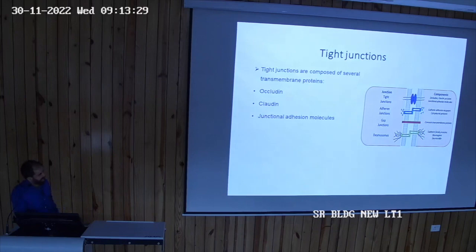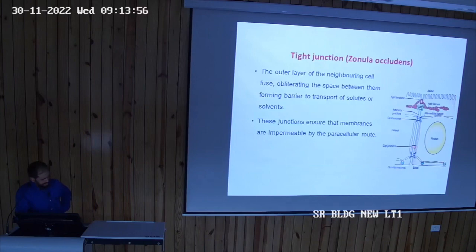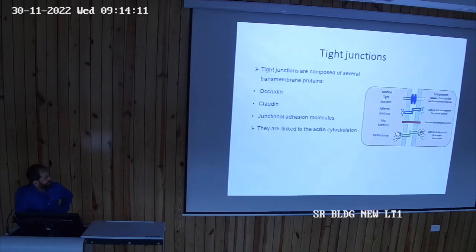You can see these are the proteins which are found: occludin, then claudin, then junctional adhesion complex. You can see in the structure they are linked to the actin cytofilament. These are connected with actin filaments in both cells. You can see here also these are the actin components, cytoskeleton components. These tight junctions are linked to the actin cytoskeleton.